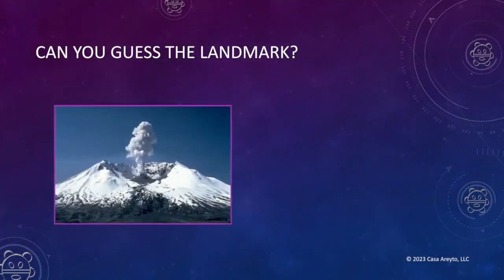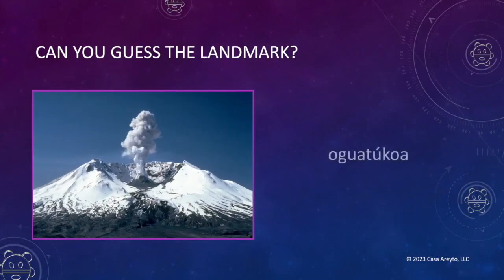I think I know what that is. Let's take a look at the answer. That's right, Oguatukoa means volcano, a place where there's a mountain with fire. Don't you love that? A lot of these landmarks are very descriptive, so you can use the word parts within a word to figure out what the landmark means.